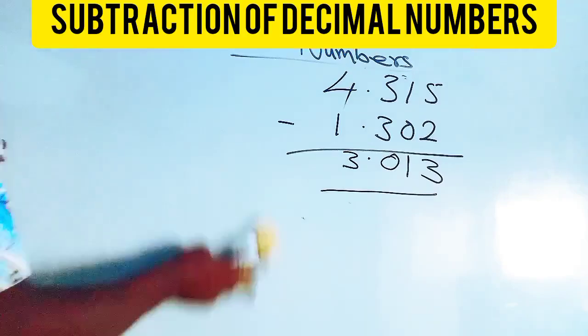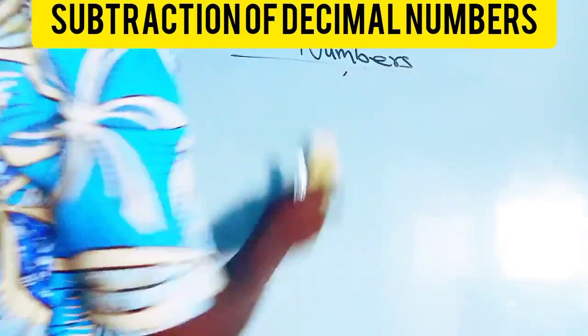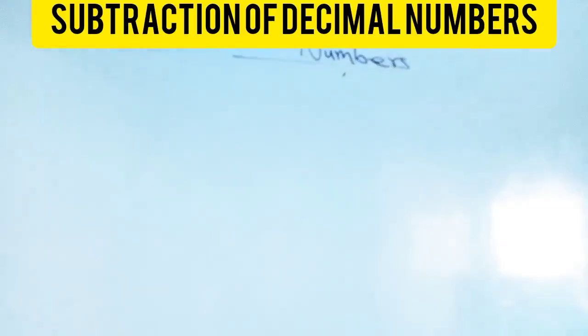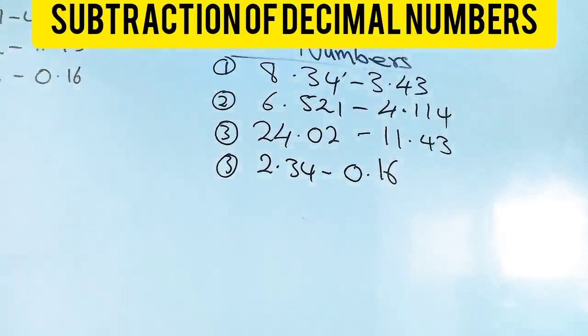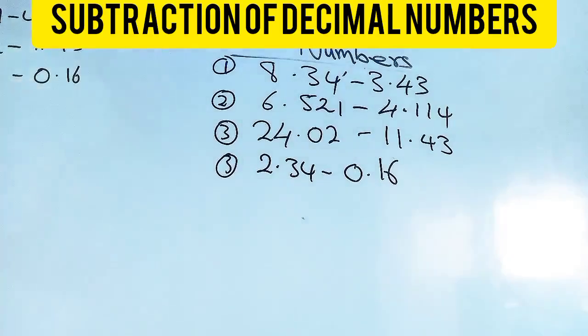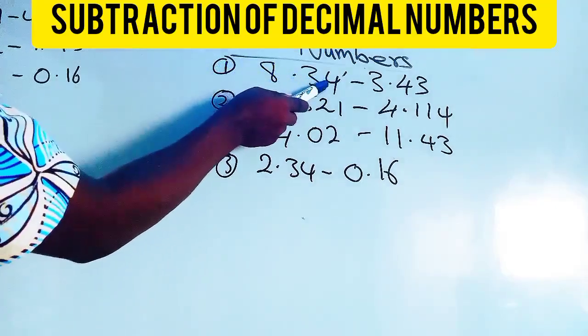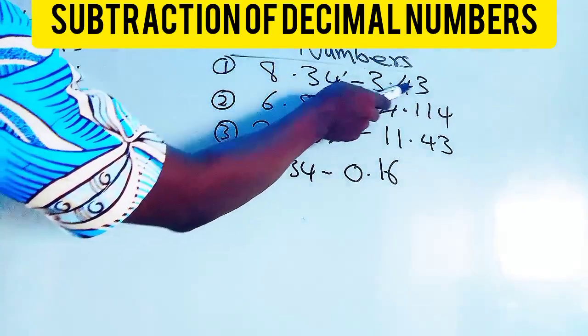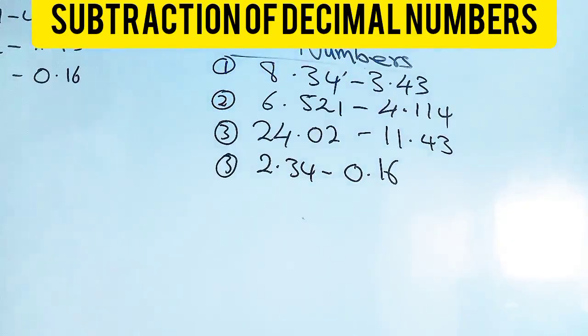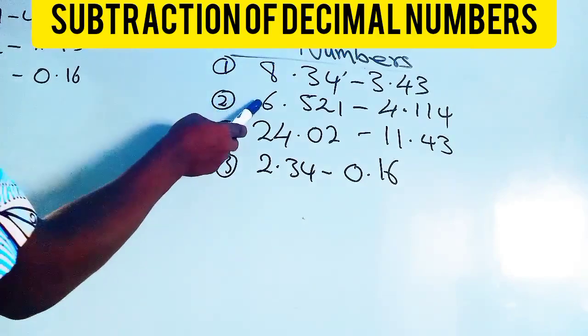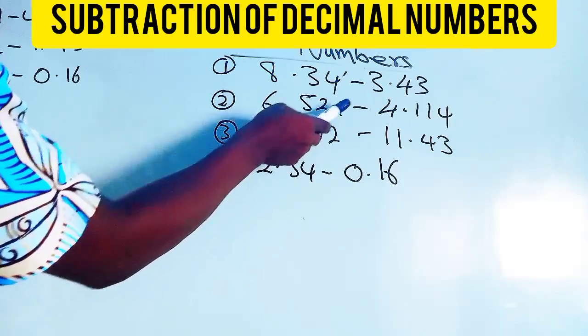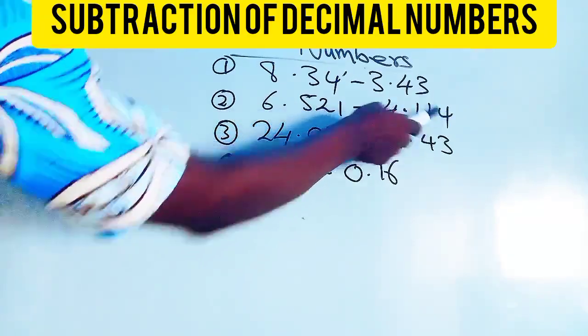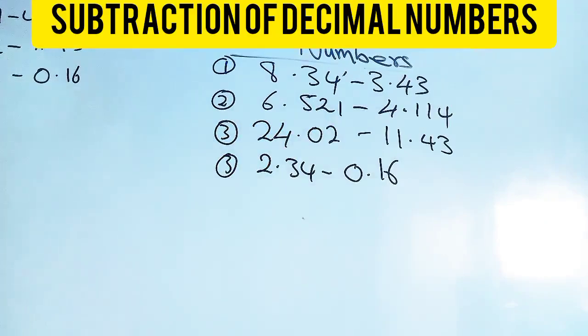Solve the following examples. You pause the video and solve them. Now, we are solving 8.34 minus 3.43. That's question number 1. You solve this. You pause the video, you solve all of them, then we solve them together. Okay. Question number 2, 6.521 minus 4.114. That is question number 2.